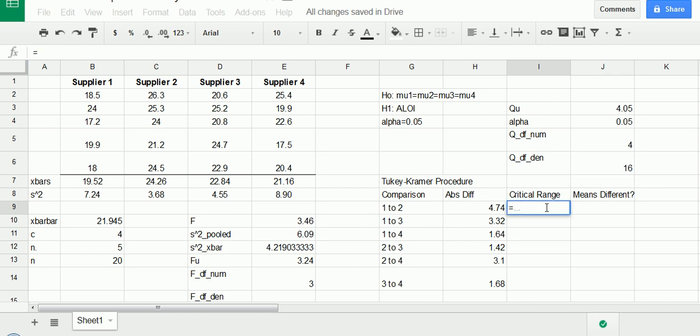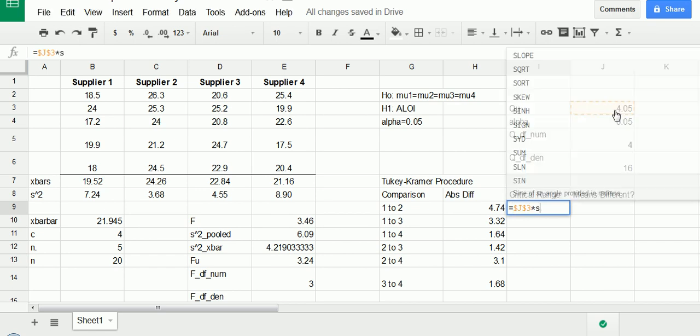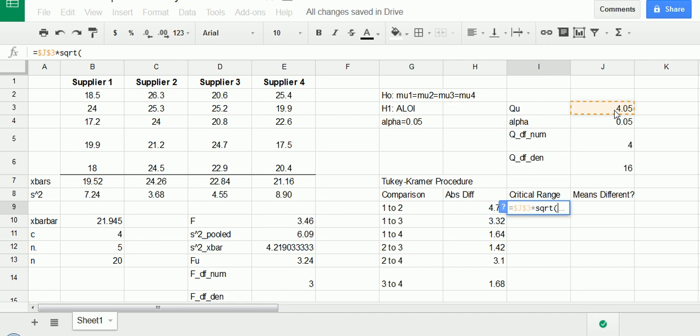So to get the critical range, remember the formula was QU, and I'm going to lock that. So I hit F4, times the square root of S squared pooled. That doesn't change. I'm going to lock that. F4 key on my keyboard. Notice that puts dollar signs. Divided by N dot. And also I'm going to lock that. That means make it an absolute reference. You see all my references here are things we just talked about, and I've absolute referenced all of them.